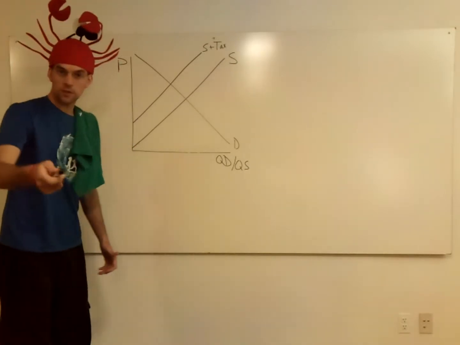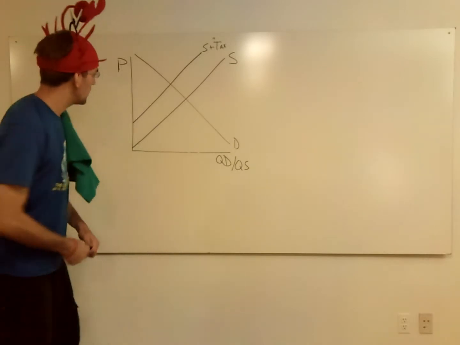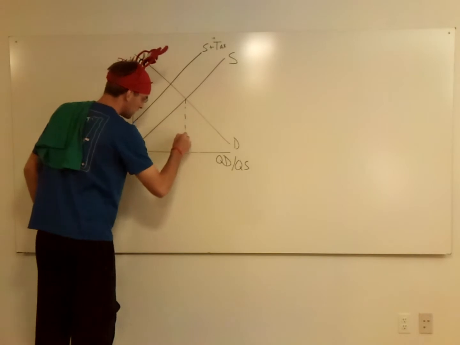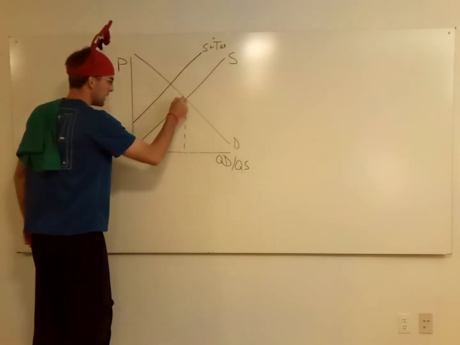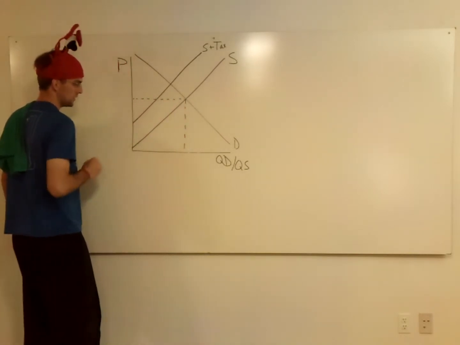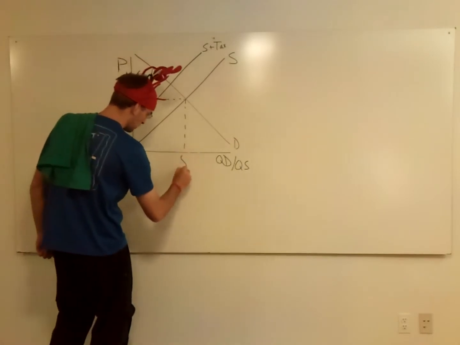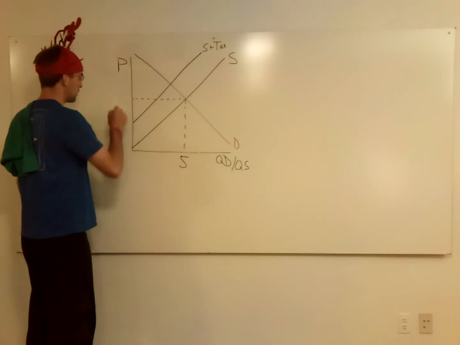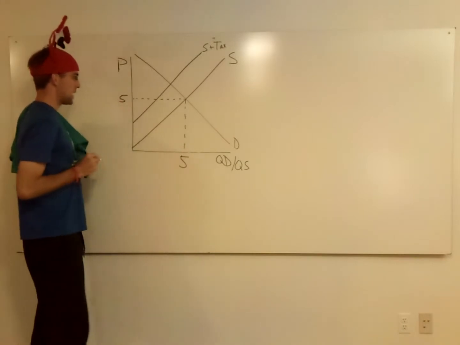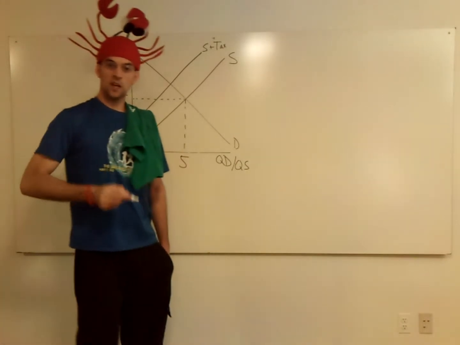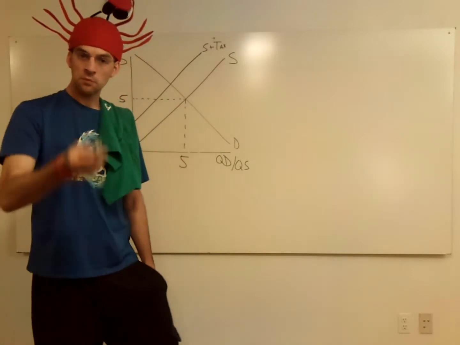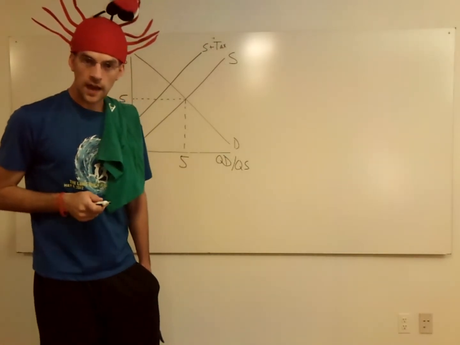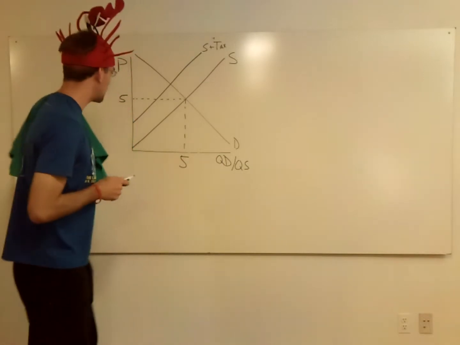So I'm going to put some labels on here and then I'm going to ask you a couple of questions. Our original equilibrium point is right here, and I'm going to keep the numbers hopefully simple. I'm going to say the quantity originally was 5, and the original price was, let's make it 5 as well. Now we're going to impose this tax, and I want you to try to figure out what the size of the tax is.